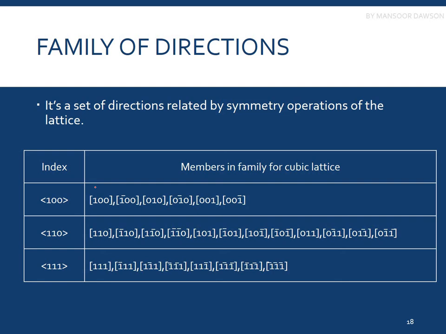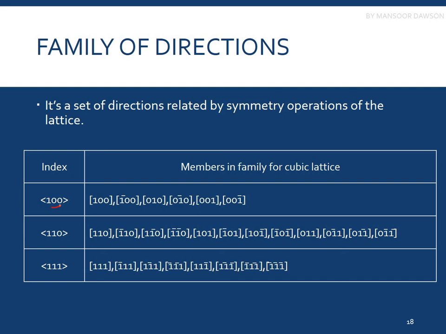So the family is mentioned in these sort of brackets. So basically, we'll be only writing the simplest of the index, that is 100. So we have written it as a family name.